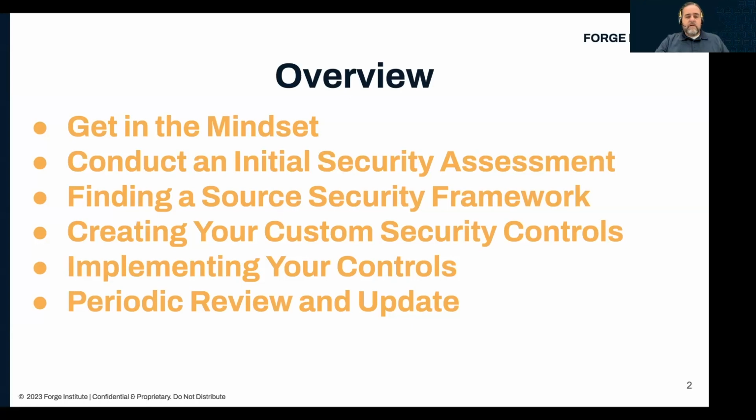Next, we'll talk about having an initial security assessment, getting your baseline, getting an understanding of where you are, and then we'll start building out how you want to build your security program within your organization. We'll start by finding a source security framework, and then we'll take that and customize those controls. Then we'll talk about how we implement those controls that you've customized and designed. And then we'll talk about the need for this to be a living function. You don't just do it once and consider everything good.